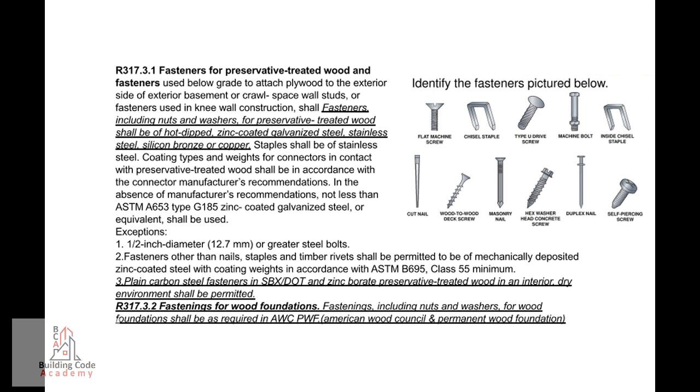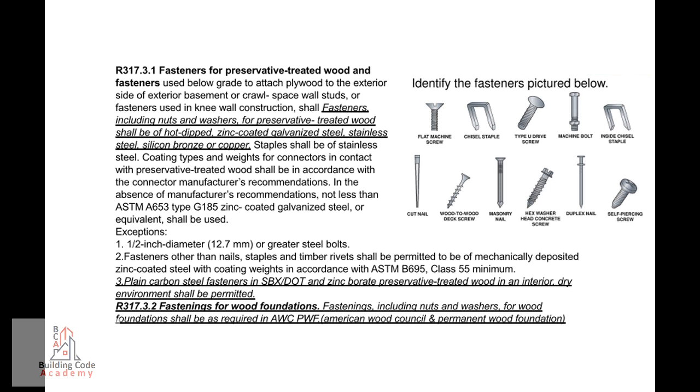R317.3.1 Fasteners for preservative-treated wood. Fasteners, including nuts and washers for preservative-treated wood, shall be of hot-dipped zinc-coated galvanized steel, stainless steel, silicon bronze, or copper. Staples shall be of stainless steel. Coating types and weights for connectors in contact with preservative-treated wood shall be in accordance with the connector manufacturer's recommendations.